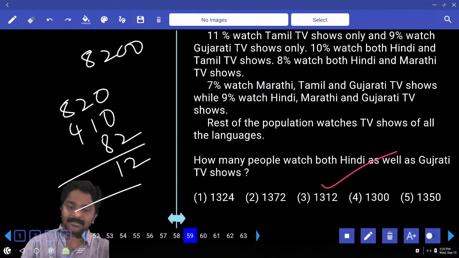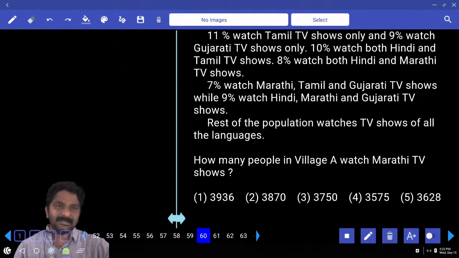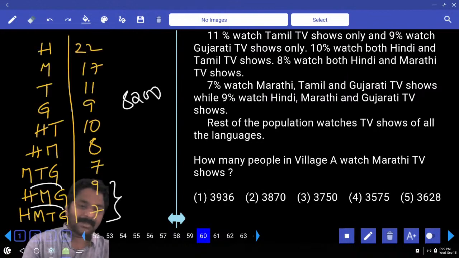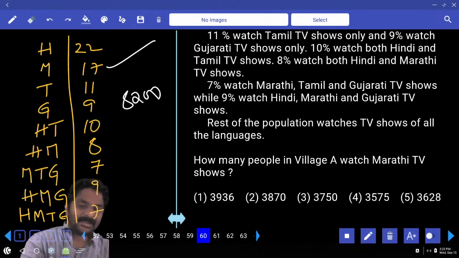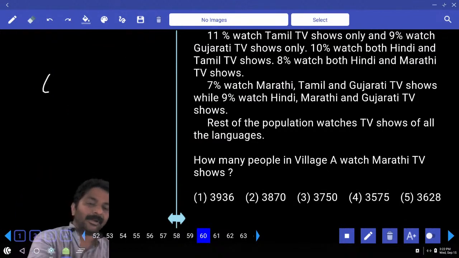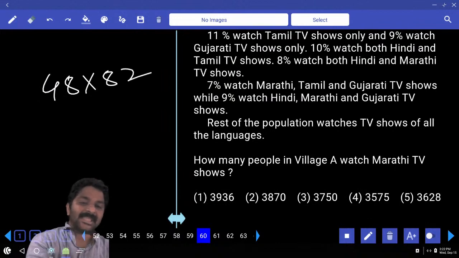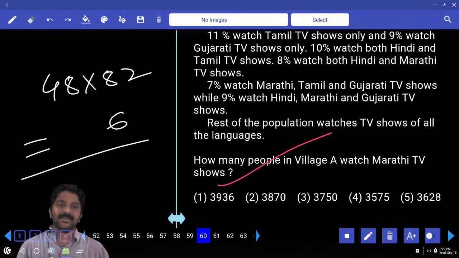Is this clear? How many people in village A watch Marathi TV shows? They said Marathi, not only Marathi. As they said Marathi, wherever M is there, we must consider that. 17 plus 8, 25, 25 plus 7, 32, 32 plus 9, 41 plus 7, 48%. 48 into 1% value, that is 82. Answer must end with, how many options are there? Only one. First option final.